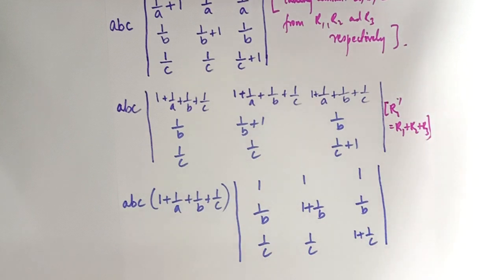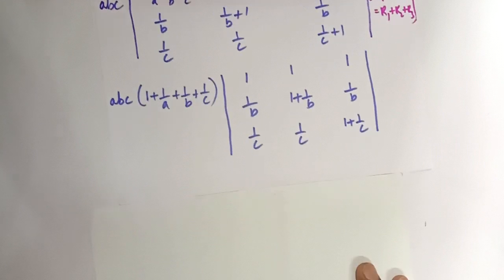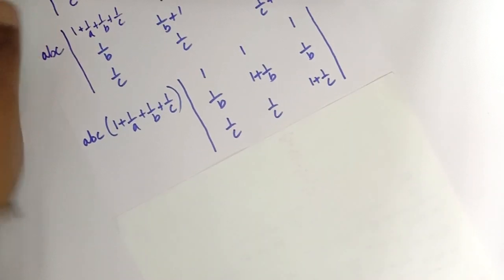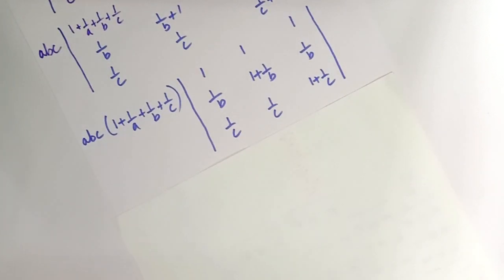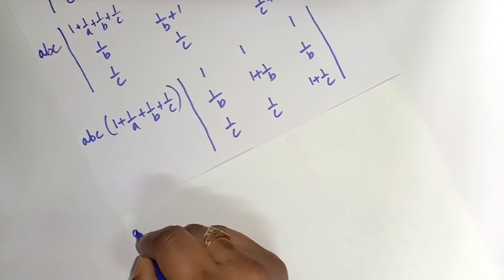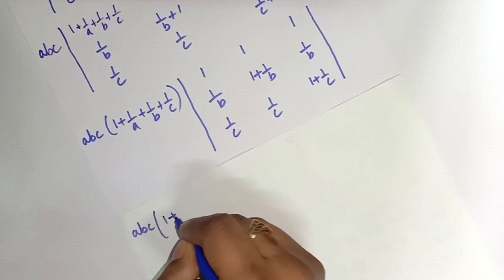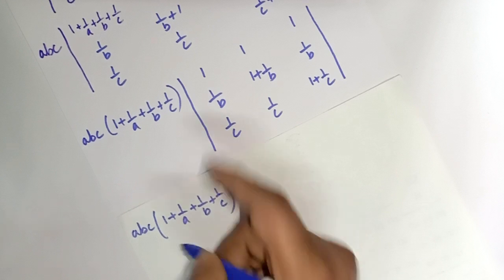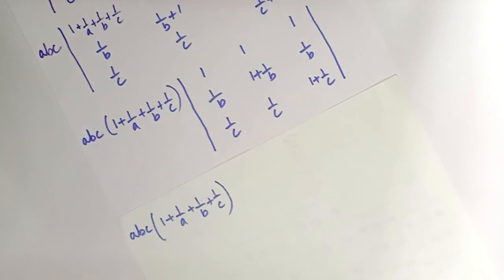Okay. So I got it already. Now in my next step, what will I do? So you can see here, I got A, B, C. So this side is 1 plus 1 by A plus 1 by B plus 1 by C. Now we have to expand this. So already we have done expansion.